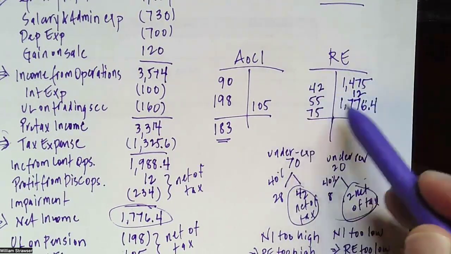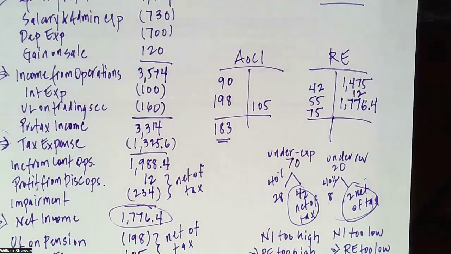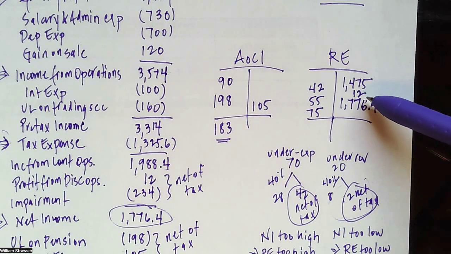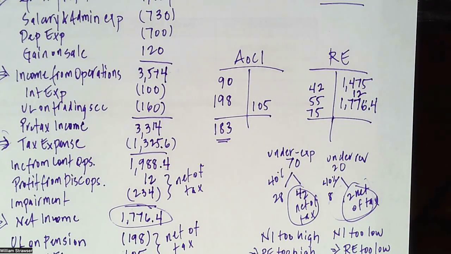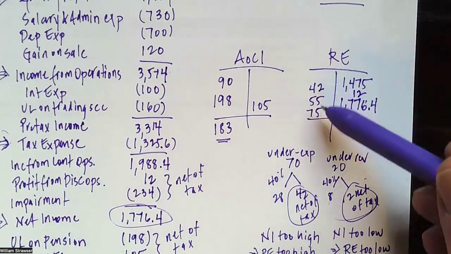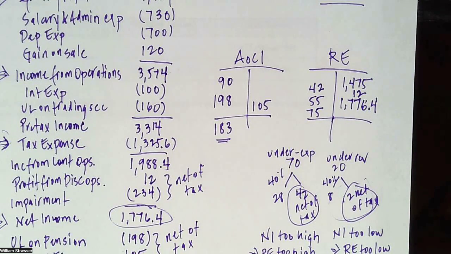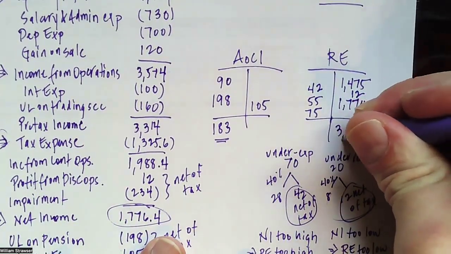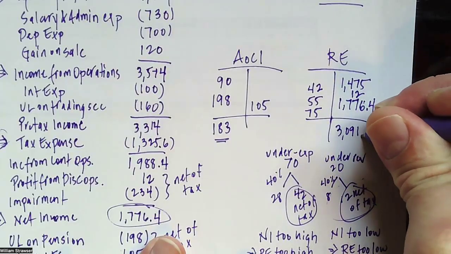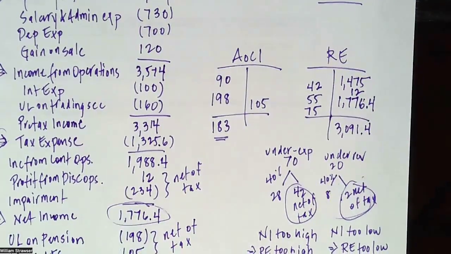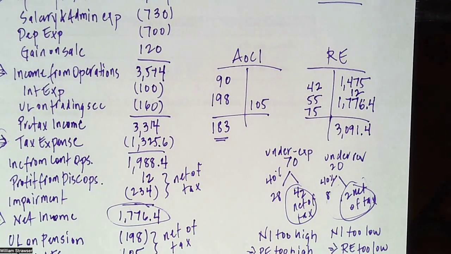So now that we've fixed or accounted for those adjustments, we have a full retained earnings account. And we just take 1,475,000, add 12, add the net income. And then subtract these three items, the underreported depreciation expense and the dividends. And that, according to my calculations, comes out to 3,091,000.4.